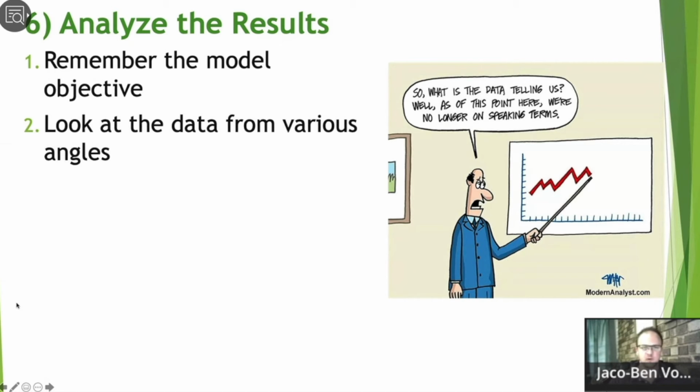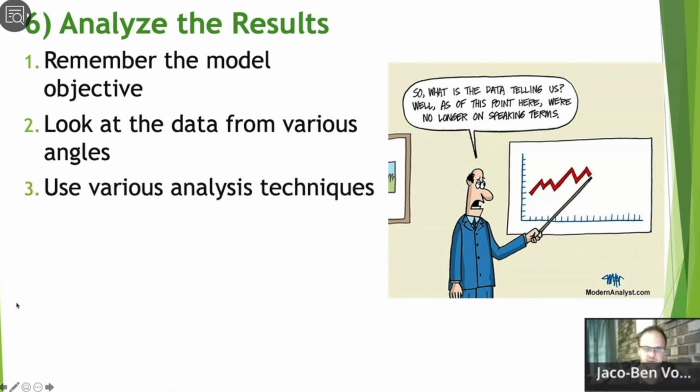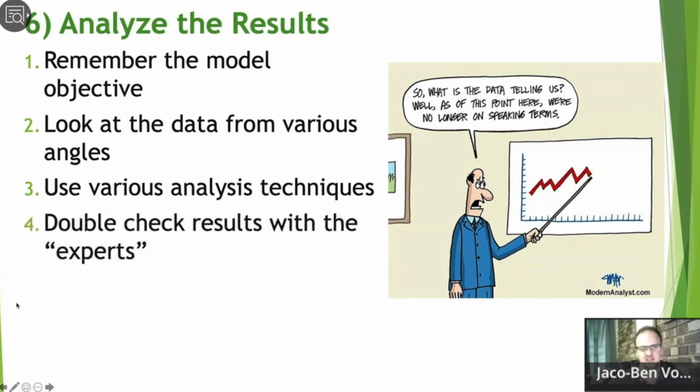Some practical advice is always look at the data from various angles, right? Try and measure it in this way. Try and display it in this chart, a scatter plot, a bar chart, line chart. So use various analysis techniques, right? This is a super simple model, but there might be some linear regression. There might be some pivot table or some grouping or some normalization that you can do.